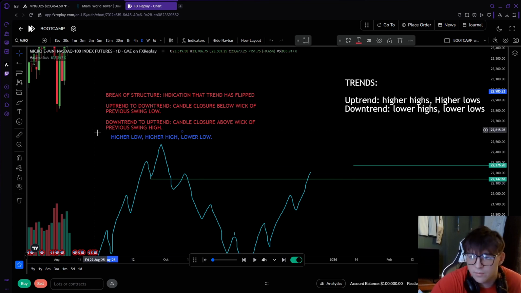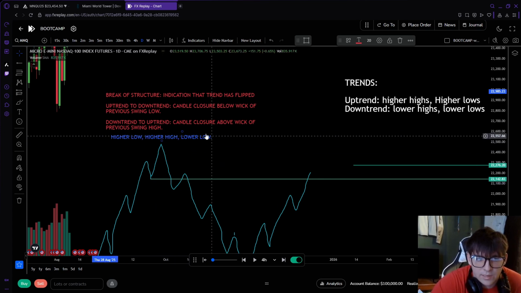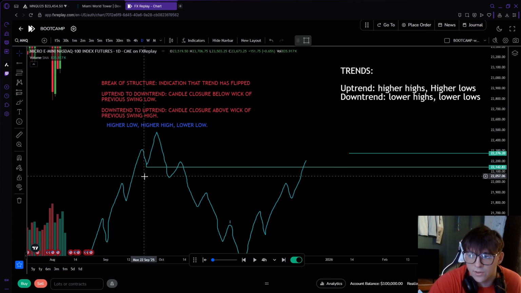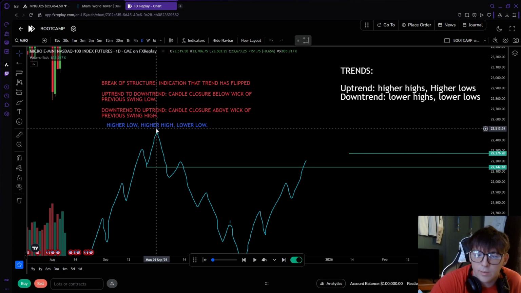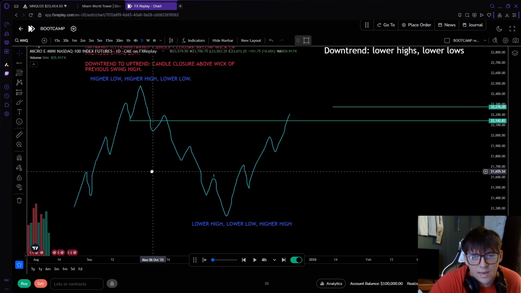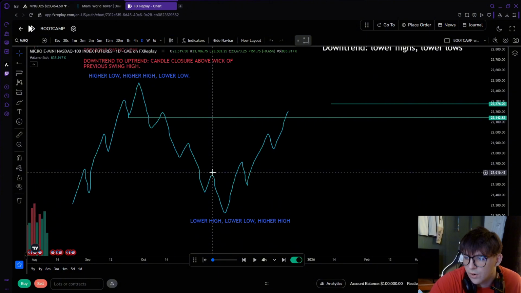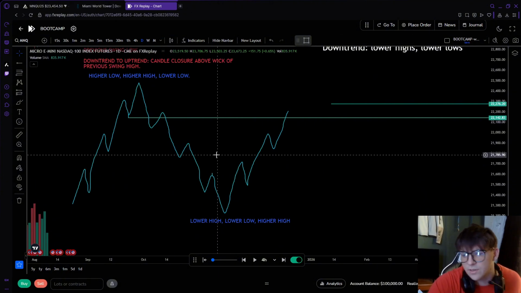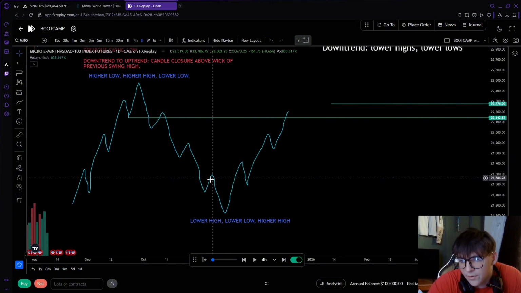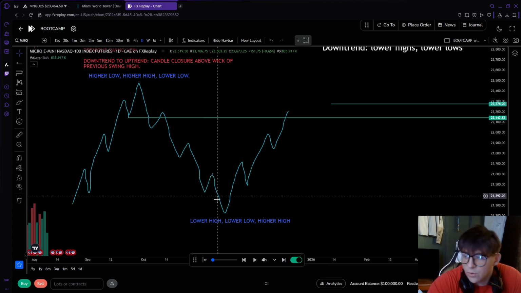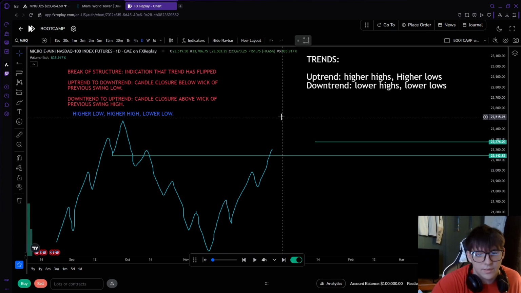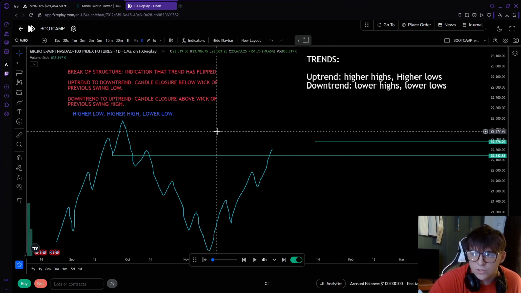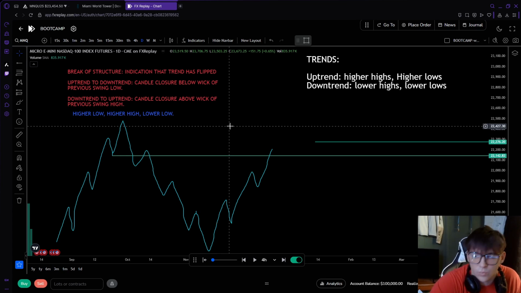It is represented by this three-part phrase I wrote out. The pattern you're looking for is right here: we made a higher high, a higher low, a higher high, and then we made a lower low. It is the exact opposite when you're looking for a downtrend to an uptrend, because then you're looking for a lower high. So we made a lower low, lower high, lower low, higher high. With a downtrend to an uptrend, feel free to write all of this down if you have notes. A downtrend to an uptrend would be the opposite, so it would be a candle closure above the wick of the previous swing high.